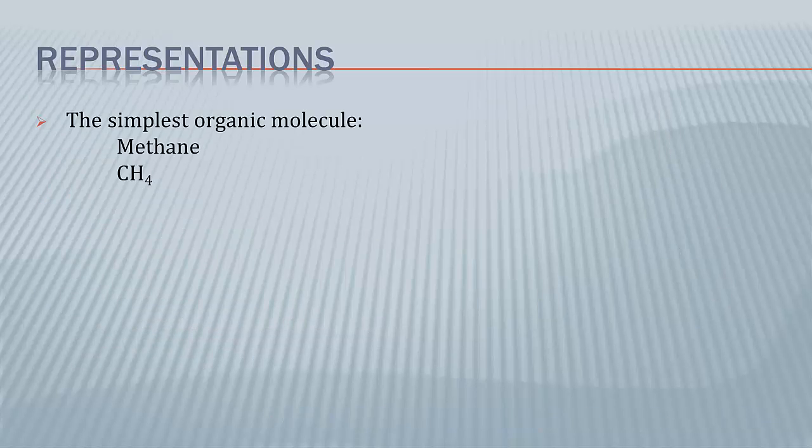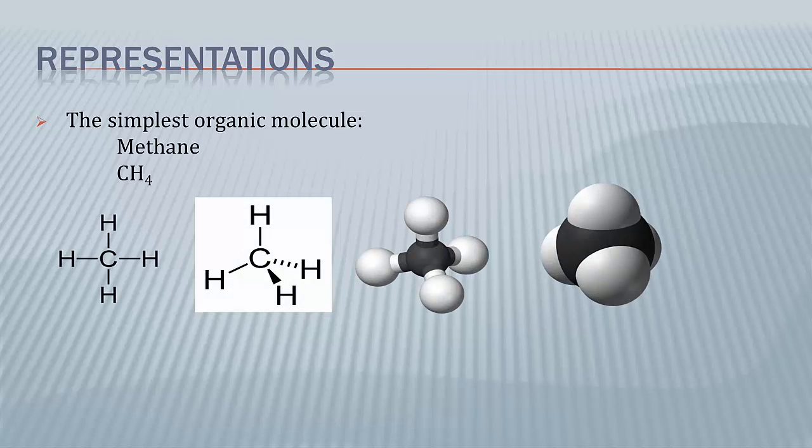Now we'll look at some representations of the simplest organic molecule, which is methane. CH4, 1 carbon and 4 hydrogens. Here are some different representations of methane. This first representation is the simplest one and the one we're most likely to draw, showing the 4 covalent bonds around the carbon. But this representation shows an incorrect bond angle of 90 degrees. This representation is better. It shows the tetrahedral carbon with a bond angle of 109, but it's a bit harder to draw. This is a ball and stick model.